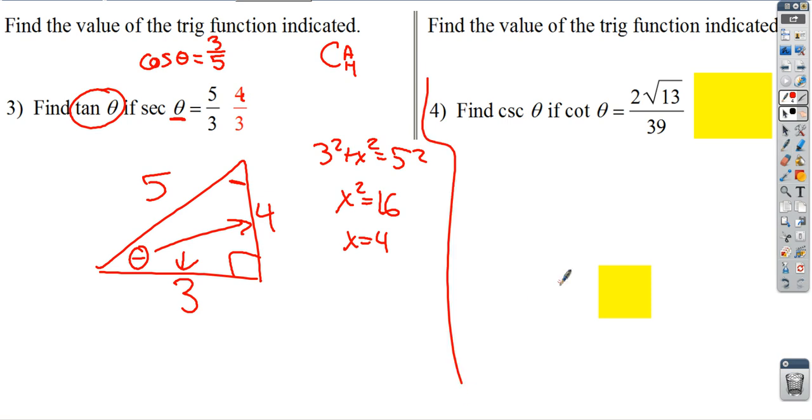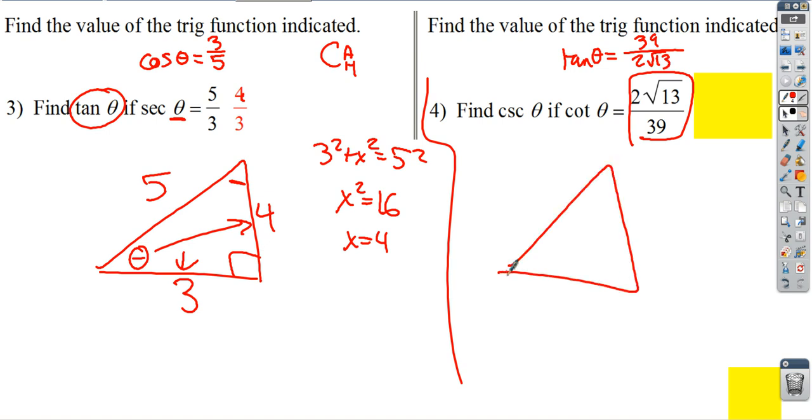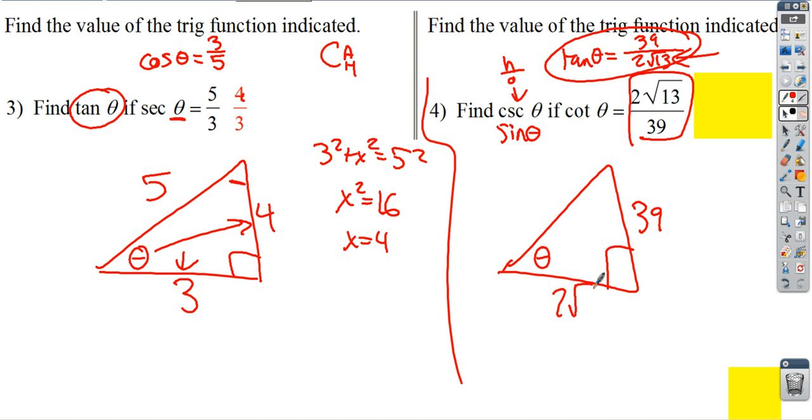It says they're giving us cotangent, and cotangent is a reciprocal of tangent. So let's write down what tangent is. Tangent is going to be the reciprocal of this, so 39 over 2 radical 13. So let's draw our triangle right here. Here's our theta. It says find cosecant. Well, cosecant is related to sine. Sine is opposite over hypotenuse, so that means this one is going to be hypotenuse over opposite. Alright, let's fill in our triangle. So tangent is equal to opposite over adjacent, so opposite would be 39, and adjacent would be 2 radical 13.